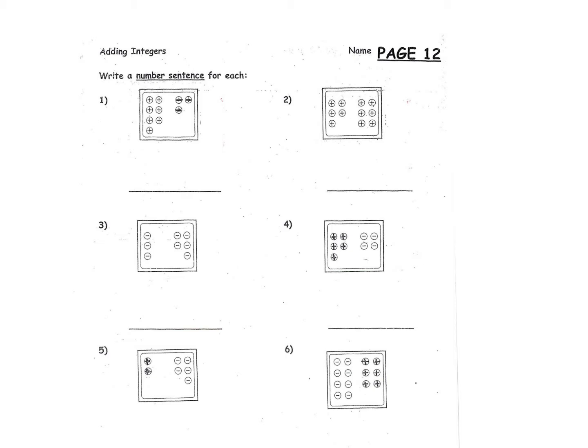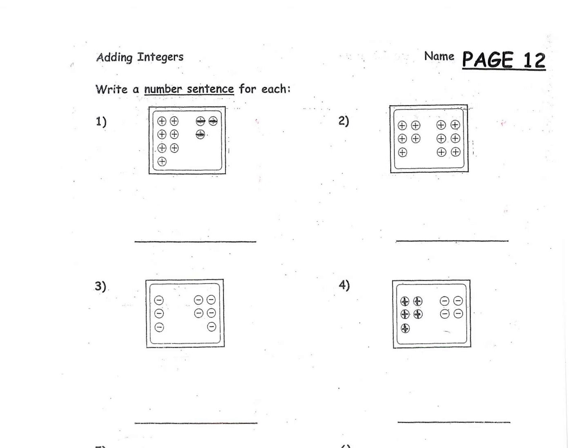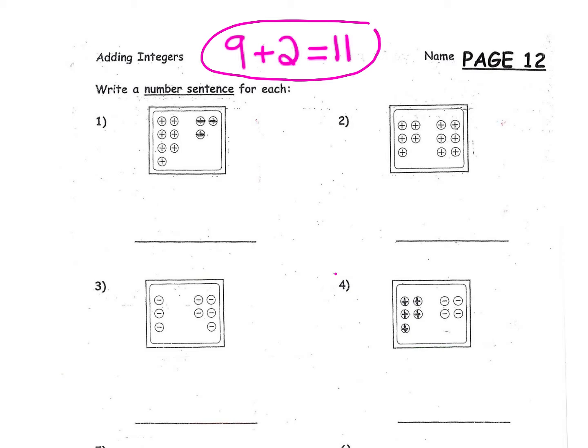Let's take a look at page 12 first. We're going to be writing number sentences for the different models we've been given. A number sentence is a complete mathematical sentence that makes a complete statement, such as 9 plus 2 equals 11. Now let's begin writing for each of the models we've been given.